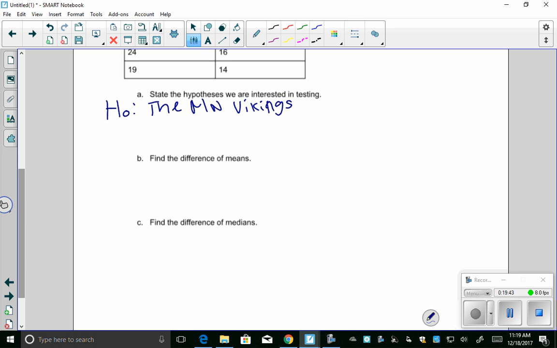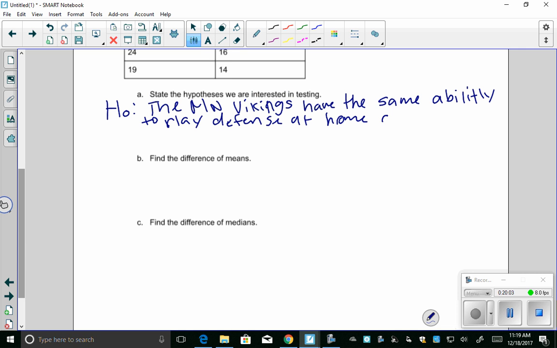All right, the Minnesota Vikings have the same ability to play defense at home and on the road or away.